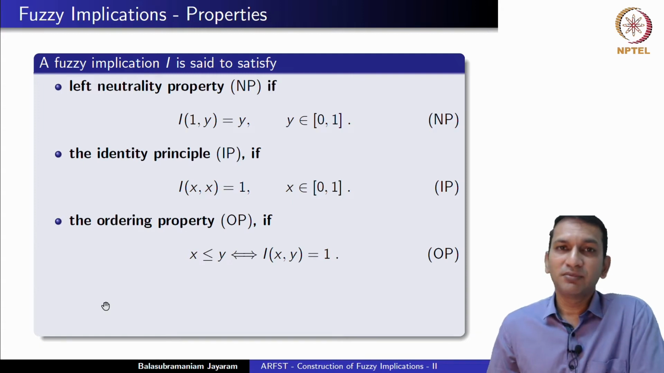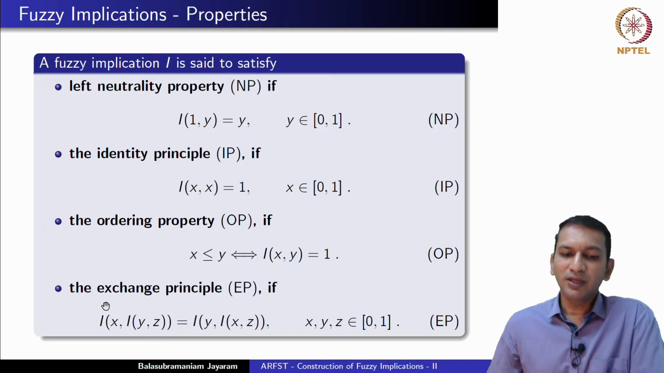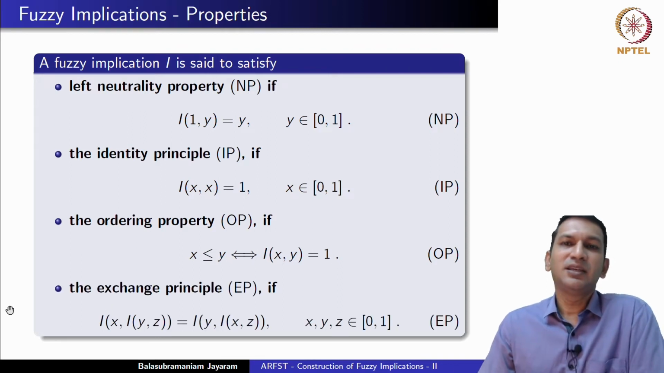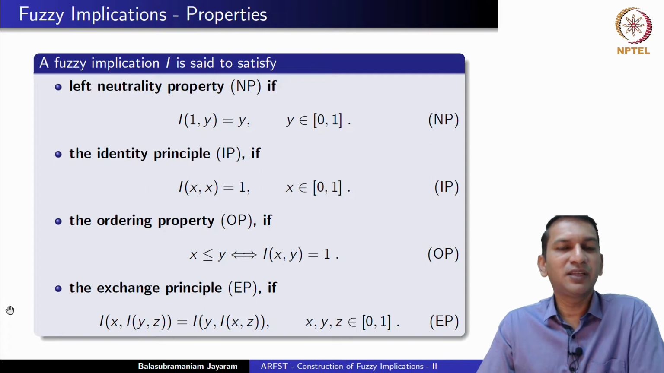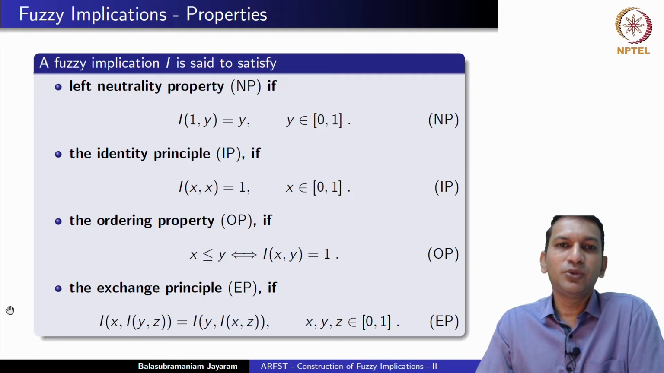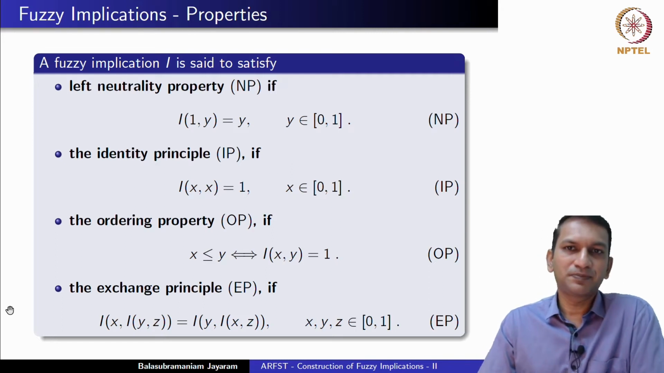Similarly is the case with the ordering principle. Not all SN implications satisfy this. However, the exchange principle is indeed satisfied by all SN implications. We have seen this is largely due to the fact that a T conorm is both commutative and associative. It is from there we are inheriting, based on the definition of an SN implication, that all of them do satisfy the exchange principle. Now let's move on to the second family of fuzzy implications, that of R implications.